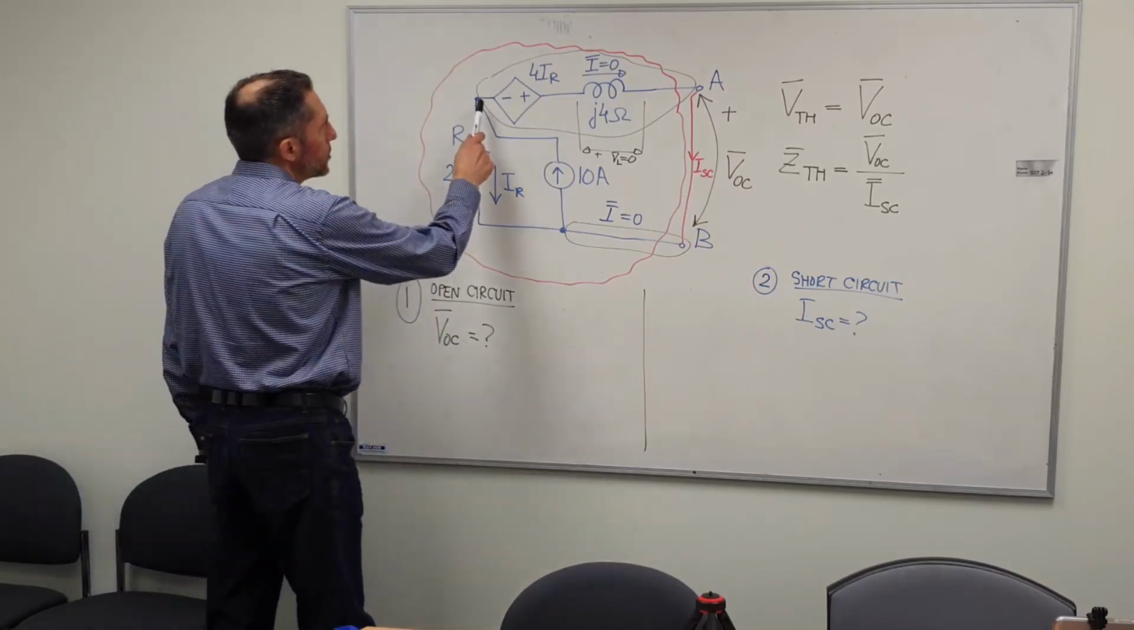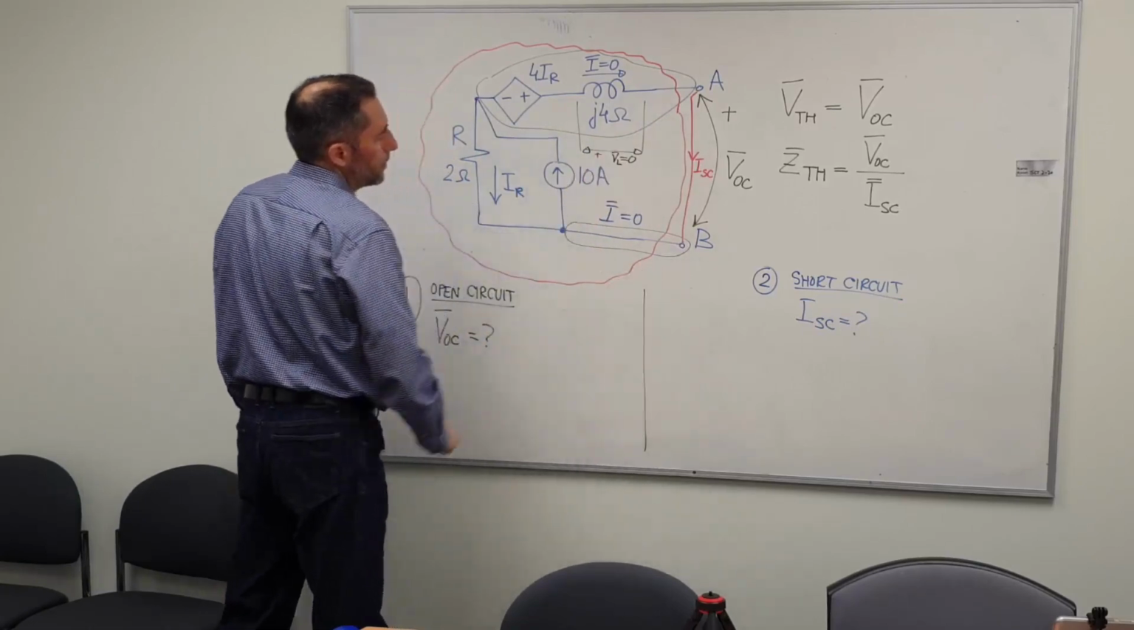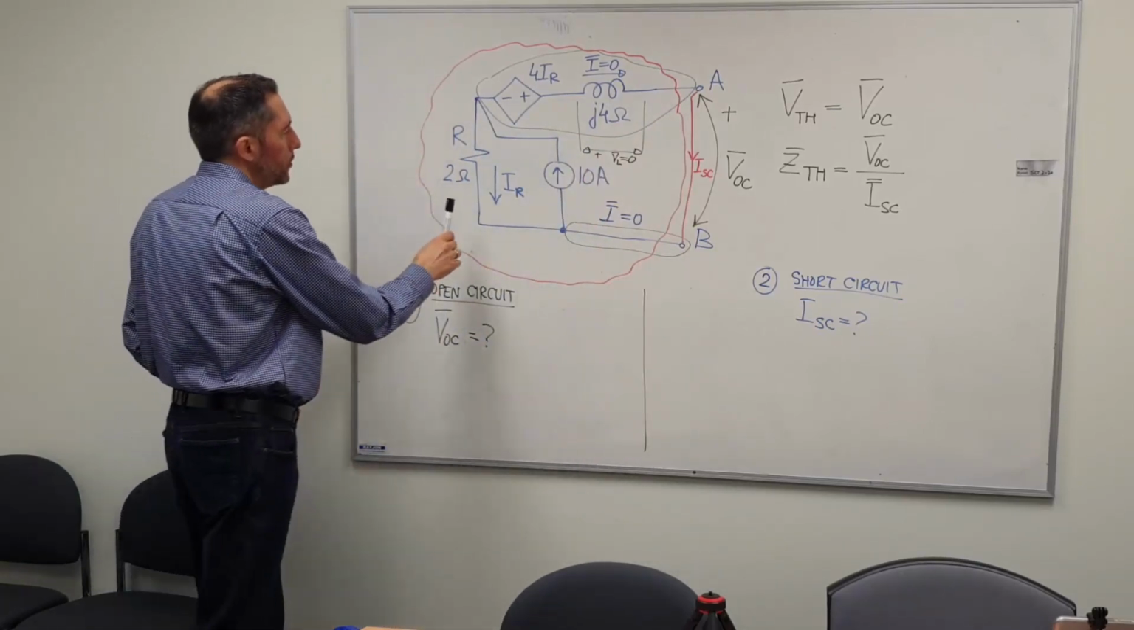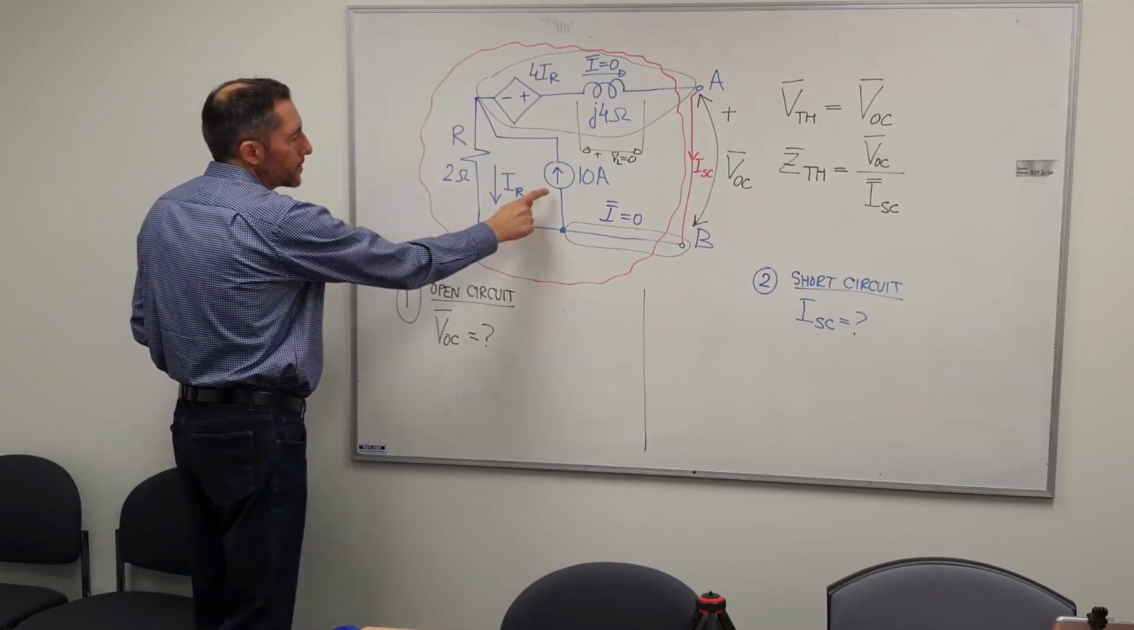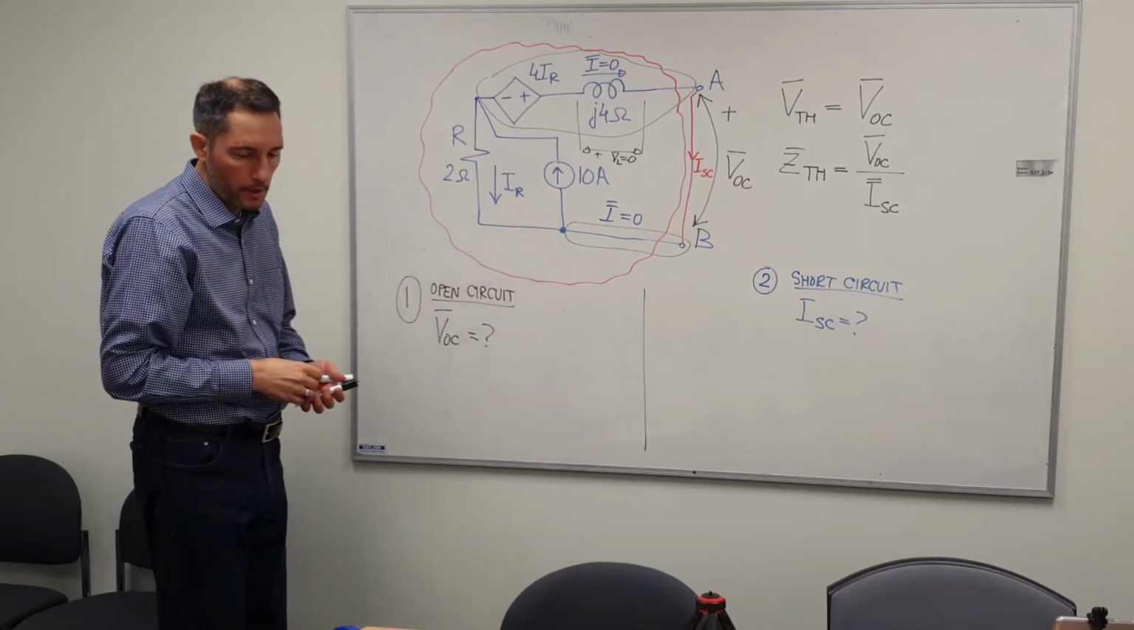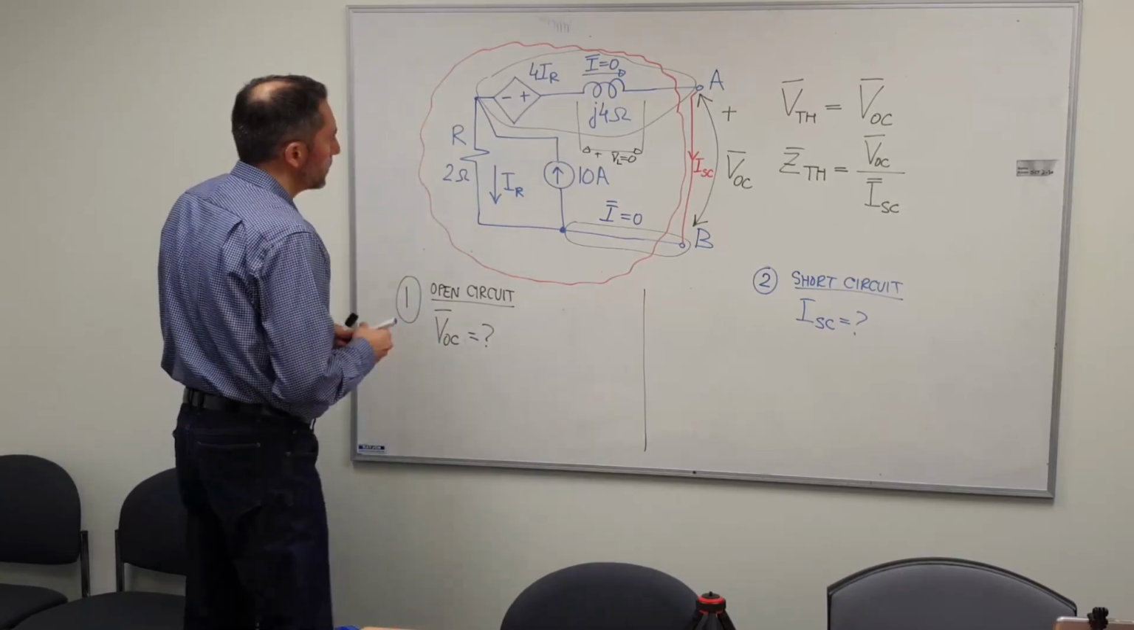So for now, we can just observe that current here and here is 0. Therefore, the only place where we could have current is this loop. Now, this current source pushes current of 10 amps.